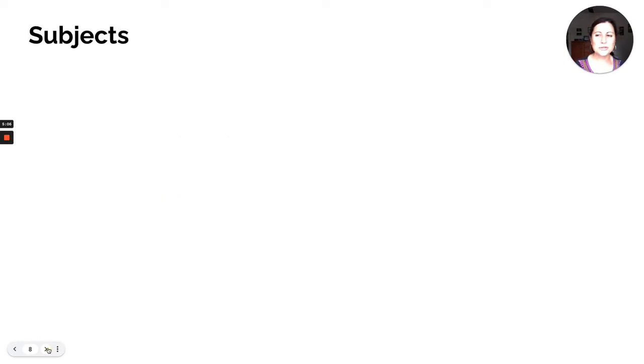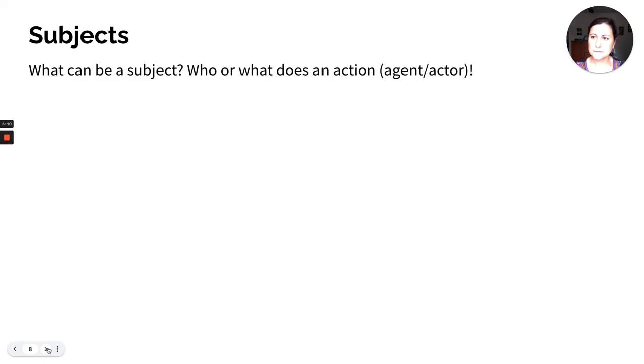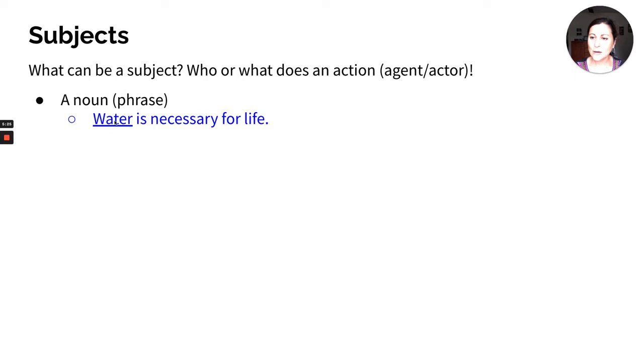Let's go over each one. Subjects. What can be a subject? Basically, it's who or what does an action. Sometimes we call it an agent or an actor. It can be a noun phrase, like water is necessary for life. And it's always before the verb in sentences.